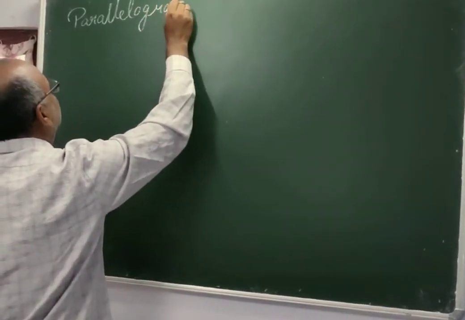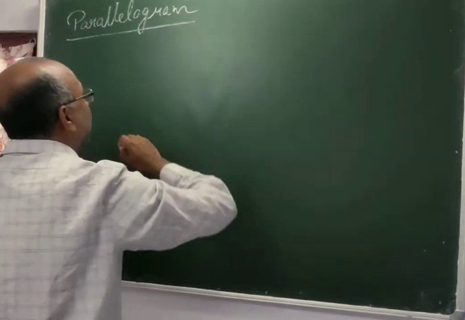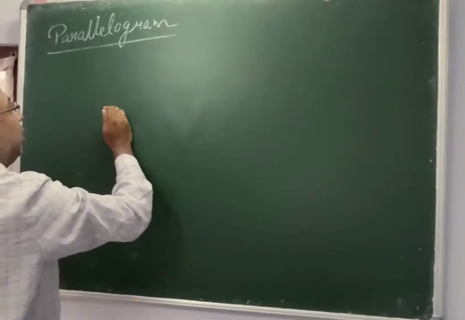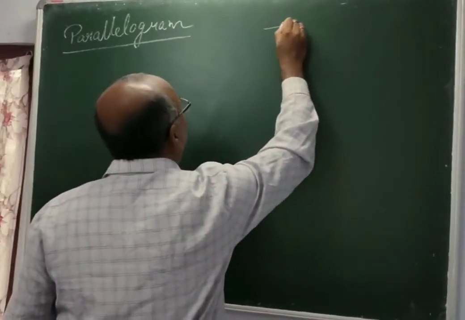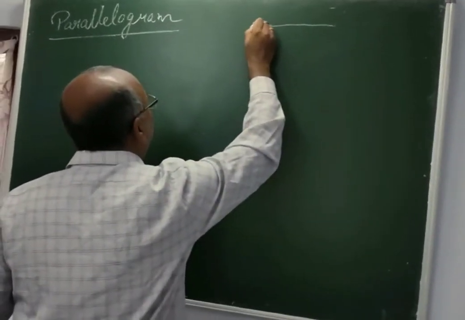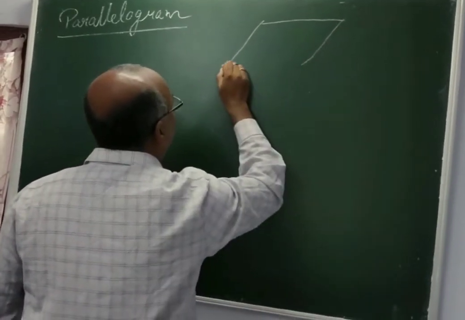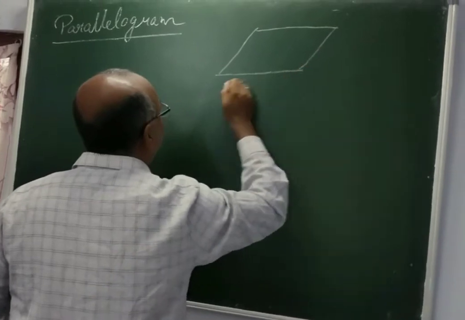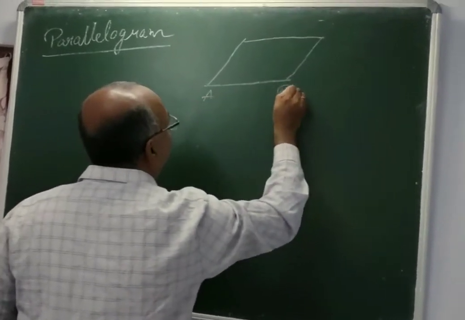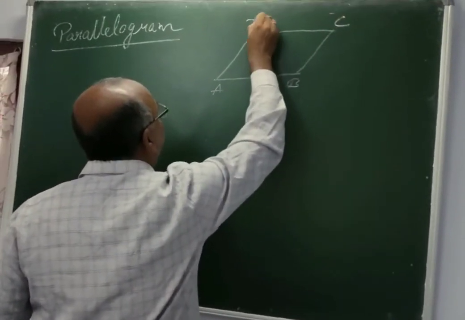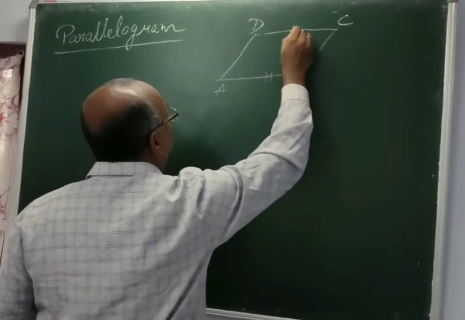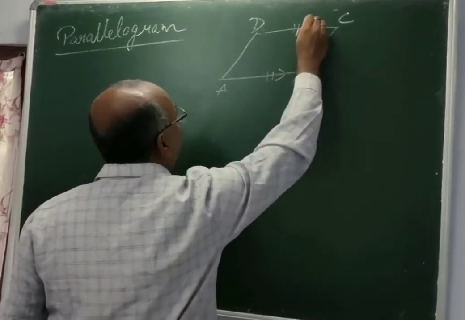P-A-R-A-L-L-E-L-O-G-R-A-M. Now what does this parallelogram mean? If we draw the figure, it's like this, where opposite sides are equal and parallel. See, these two are equal as well as parallel.